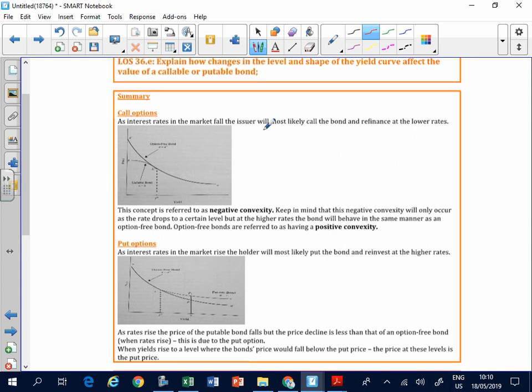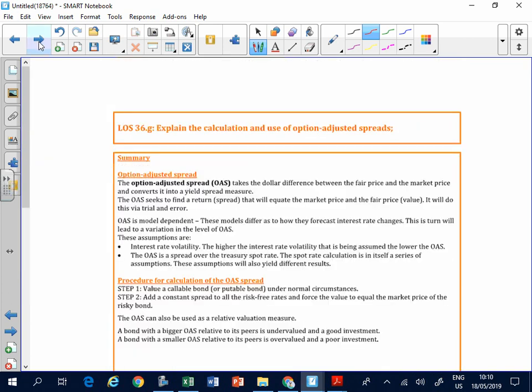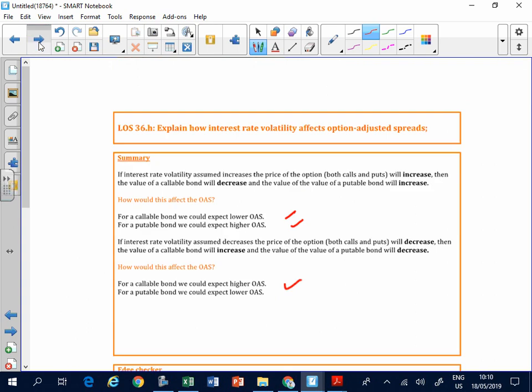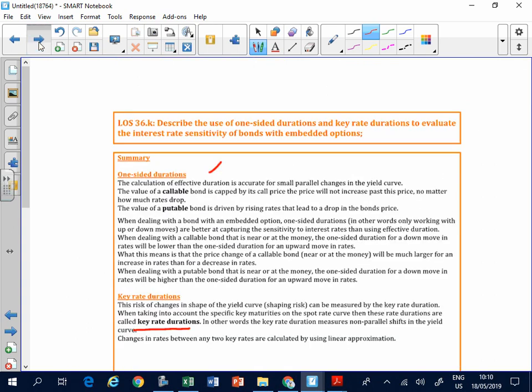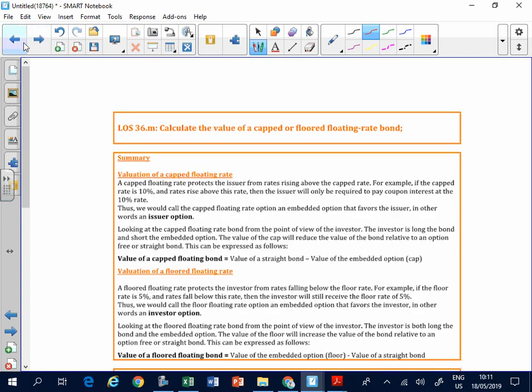For a puttable bond, do you see positive or negative convexity here? Only positive, right? Everyone happy? Okay, so as long as you guys understand the tree, we can do this one. This is not too bad.